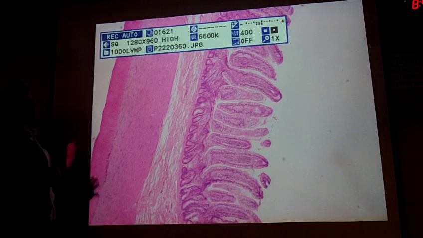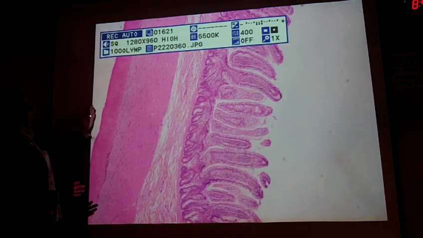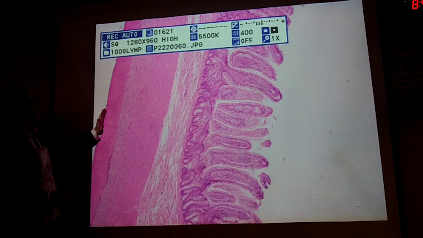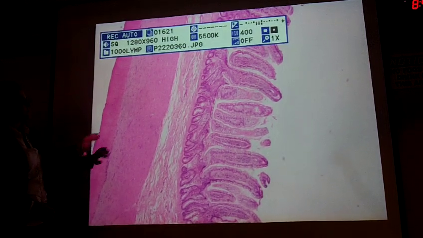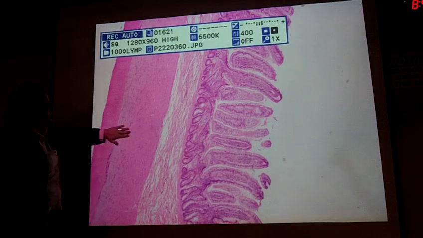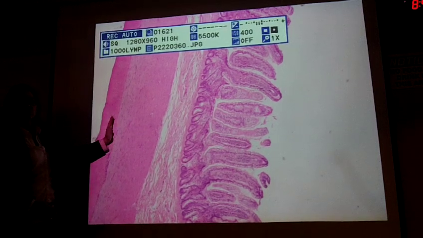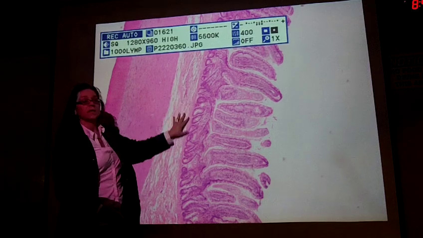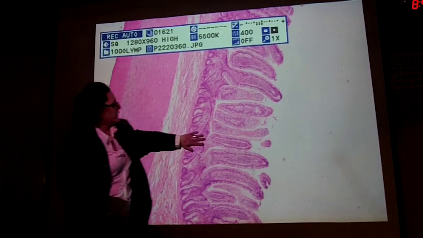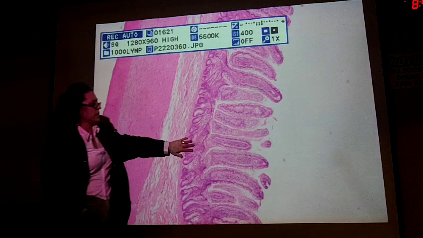So this should be real nice to see the different tunics. Serosa, very thin out here. A lot of it gets torn away when you prep these tissues. Muscularis externa, two different layers of smooth muscle cells. Submucosa, mostly connective tissue, and then mucosal tunic.